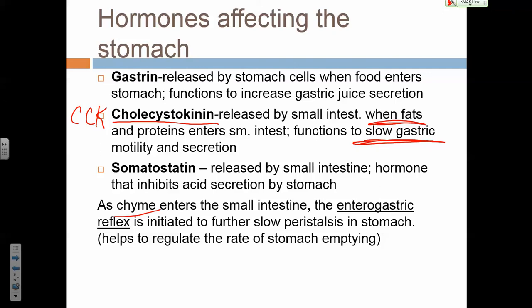There's a reflex that can kick in called the enterogastric reflex that limits the peristalsis in the stomach. If you already have chyme in the small intestine, there needs to be time for it to be processed, digested. And so through the enterogastric reflex, peristalsis slows down in the stomach. Okay? So that's a reflex that regulates how fast the stomach empties.